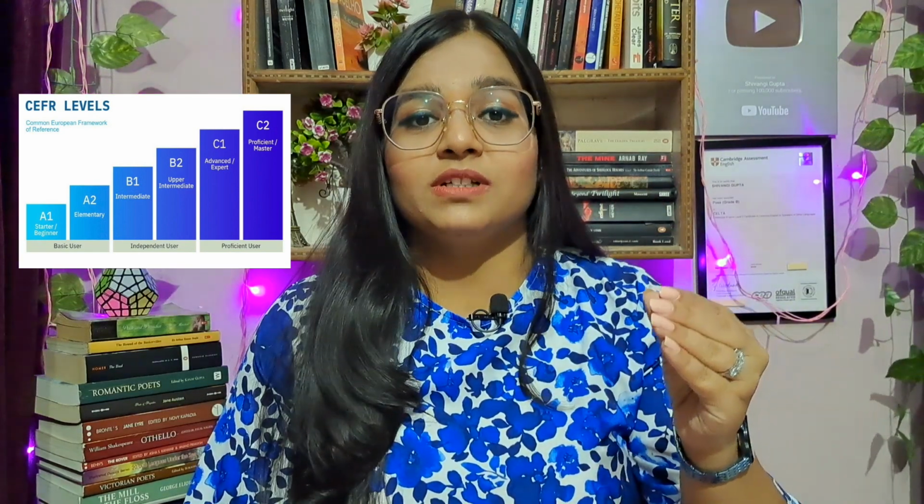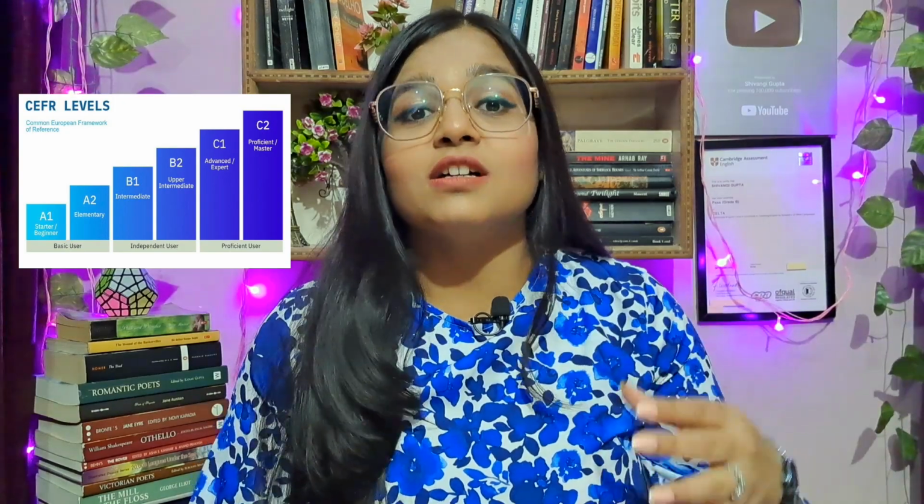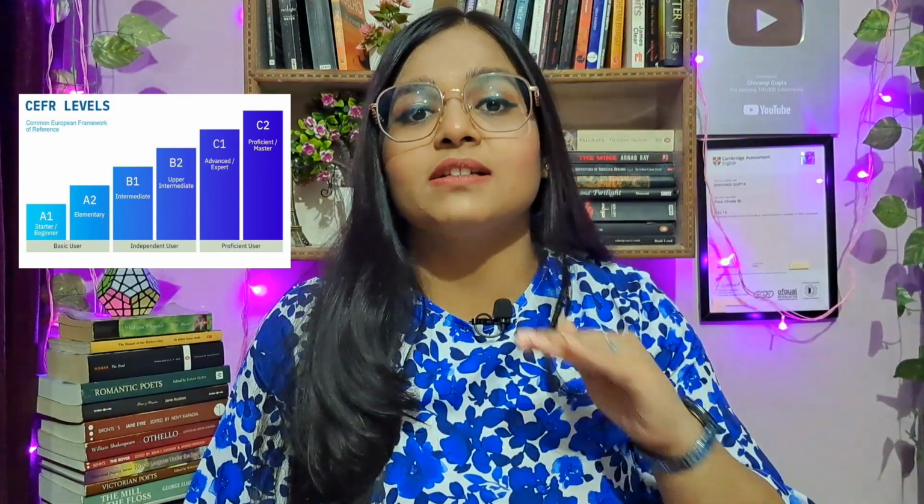A2 is a level where you are able to understand a lot of content in a language and you are beginning to speak it, but you struggle in speaking it fluently. Now B1 level is the level where you're able to use the basic level of the target language easily. So you're able to write, you're able to speak the basic level of English and you're able to communicate.